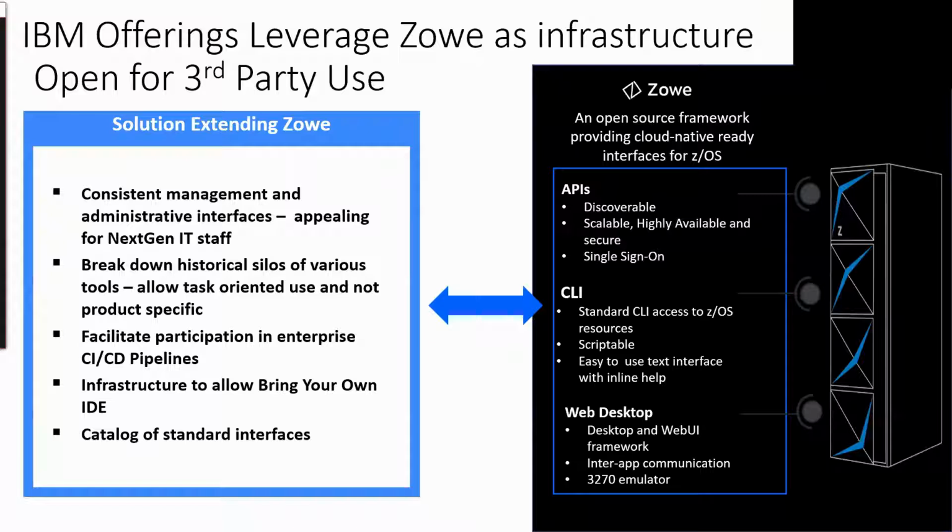IBM is making a great investment in extending Zowe, and it is extending Zowe in all three areas where it is possible to extend Zowe: in terms of API, command line, and web desktop, obviously on different products. And it is to provide a consistent management and administrative interface appealing to the next generation IT staff. So we want to break down the silos that still exist in the different domains, but even break down the silos between the cloud environment or other distributed environments and the mainframe, as well as facilitate participation in the continuous integration and continuous delivery pipeline.